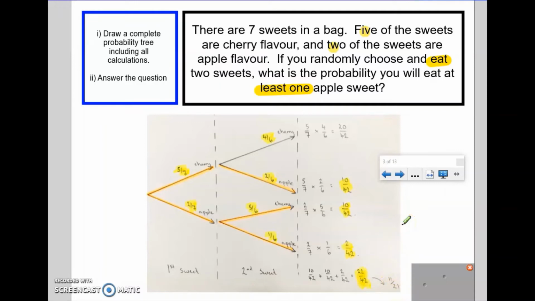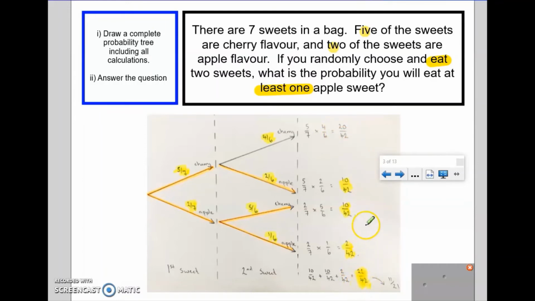An alternate way of approaching this question would be, once we realize that these three roots are all the roots that we would like, they are all interesting, they are all involved in my final answer, what I could do is work out the probability of getting a cherry and a cherry, because this is the only route where you do not get at least one apple. And then I could subtract that from 1, and I'd get the same answer.